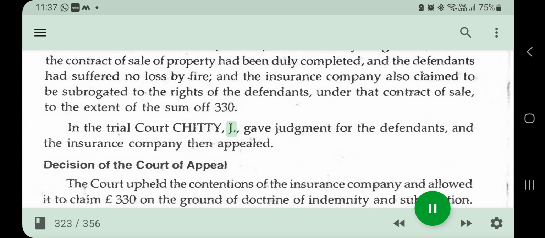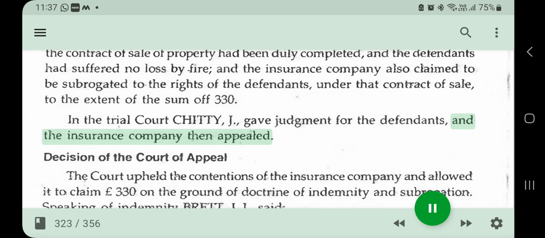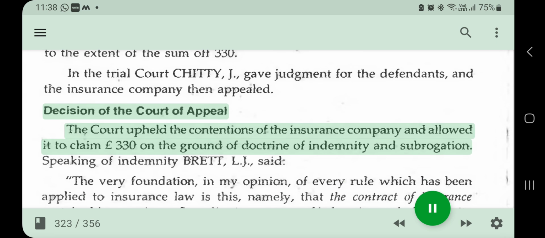In the trial court, Chitty, J. gave judgment for the defendants, and the insurance company then appealed. Decision of the Court of Appeal. The court upheld the contentions of the insurance company and allowed it to claim £330 on the ground of the doctrine of indemnity and subrogation.